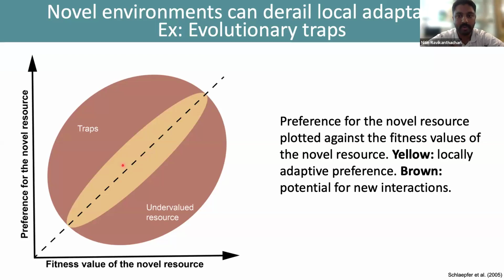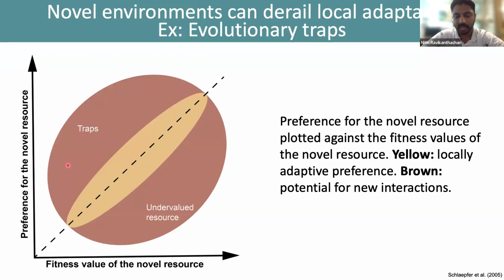However, in the presence of a novel resource, it can lead to one of two novel interactions highlighted in brown circle here. If the fitness value of a resource is high, but the preference is low for that novel resource, it goes unused as an undervalued resource. However, if the fitness value of the novel resource is low and the preference for that novel resource is really high, it can lead to preference performance mismatches, or what we call evolutionary traps.